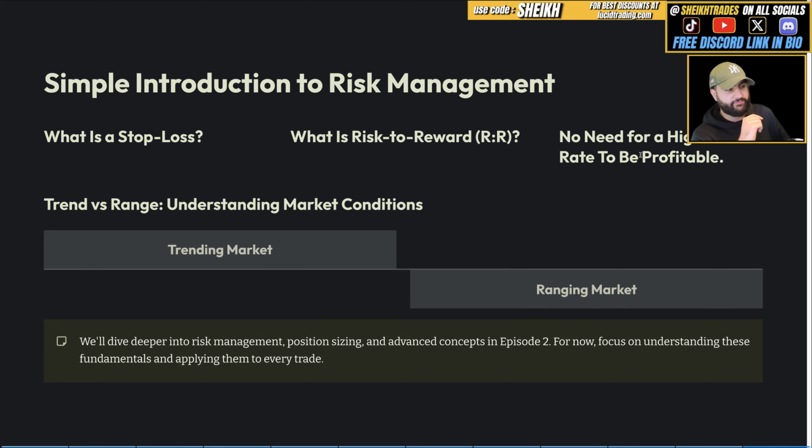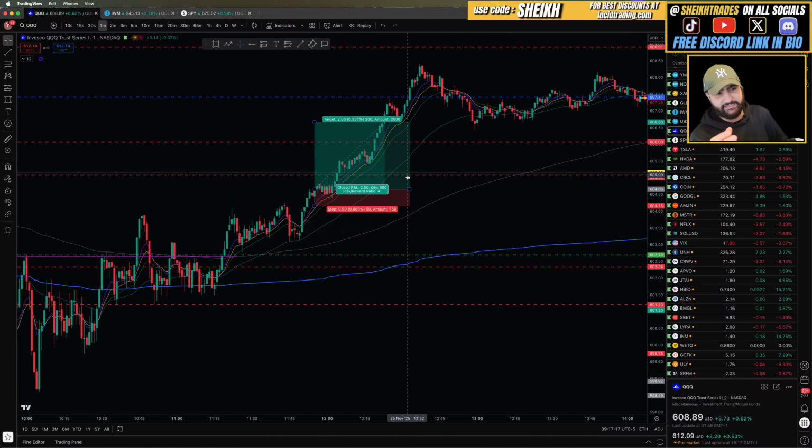And no need for a high win rate to be profitable. And as I said, a lot of people think that you should be winning every trade in the market to be able to win. Doesn't work that way. You can win 5 out of 10 trades, and with a risk to reward of 2, you're already winning. So you could win 50% of your trades and you could still be profitable.